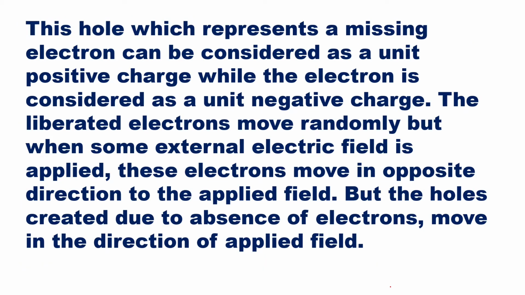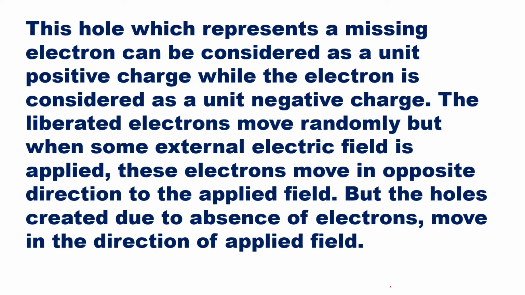This hole, which represents a missing electron, can be considered as a unit of positive charge, while the electron is considered as a unit of negative charge. The liberated electrons move randomly, but when some external electric field is applied, these electrons move in the opposite direction to the applied field. But the holes created due to absence of electrons move in the direction of the applied field.